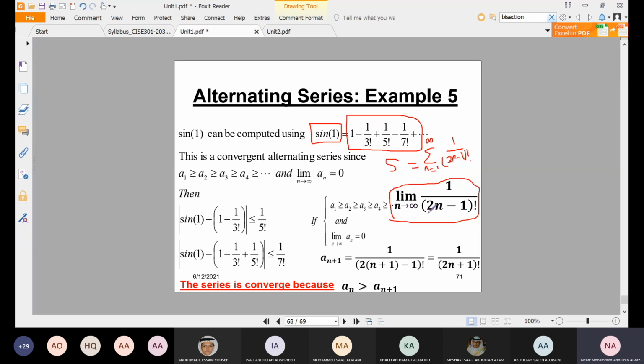If we take the limit to check this condition, I substitute n by infinity: 2 multiplied by infinity becomes infinity, and infinity minus 1 becomes infinity as well. So we have 1 over factorial infinity, or 1 over infinity. What does this equal, guys? 0. So this is the first condition we evaluate.